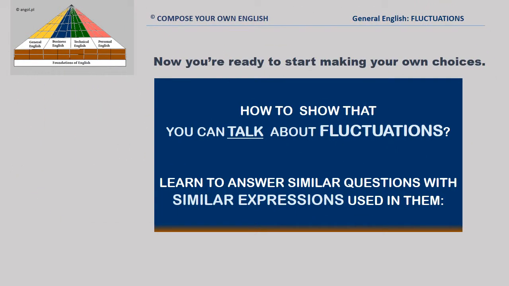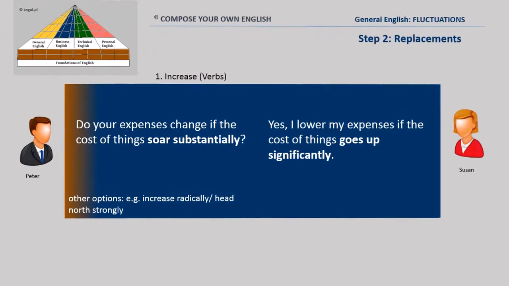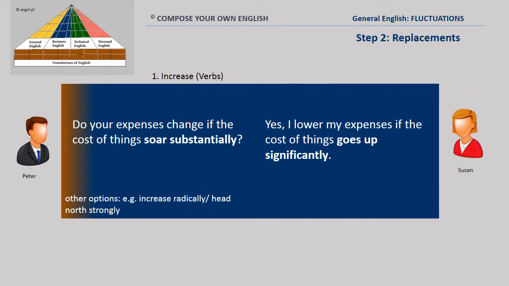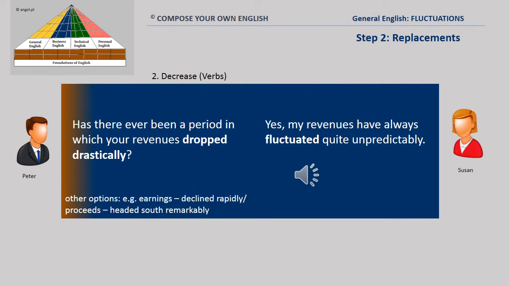How to show that you can talk about fluctuations. Learn to answer similar questions with similar expressions used in them. Do your expenses change if the cost of things soar substantially? Yes, I lower my expenses if the cost of things goes up significantly. Has there ever been a period in which your revenues dropped drastically? Yes, my revenues have always fluctuated quite unpredictably.